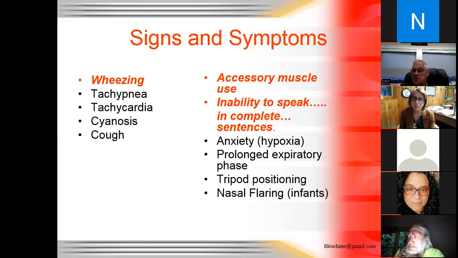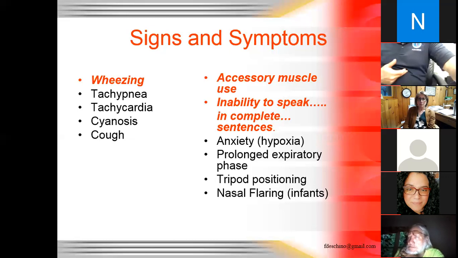Okay? Some more serious signs and symptoms would be accessory muscle use. So your main muscles, if you're an adult, are your diaphragm, right, which is the separation between your abdominal cavity and your thoracic cavity, that bell-shaped muscle. And your intercostals, which are between your ribs, and you also have intercostals that go this way. Okay, those are your main muscles of breathing.